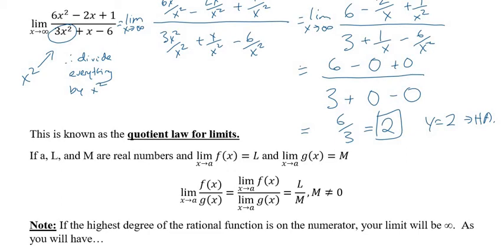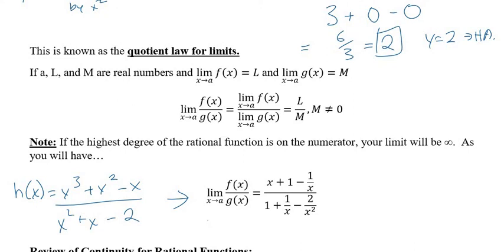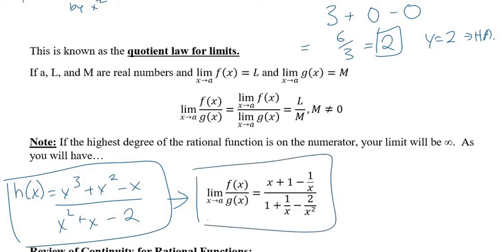So note, if the highest degree of the rational function is on the numerator, your limit will be infinity, as you will have something like this here. This could be the original function, and when we divide everything out by the highest power, it looks something like this. And since we have the top going towards infinity, and everything else in the bottom either being a whole number or a zero, then it's going to be infinity divided by some small number. So it's going to be infinity.